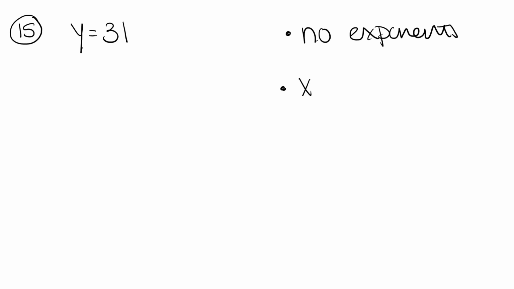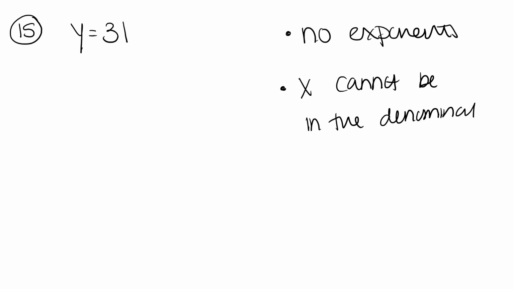For number 15, we're given the equation y equals 31 and asked, is it linear or non-linear? When we're looking for linear equations, we can have no exponents. And if there's a fraction, x cannot be in the denominator. Because this equation, y equals 31, has no exponents or fractions where x is in the denominator, this is a linear function.